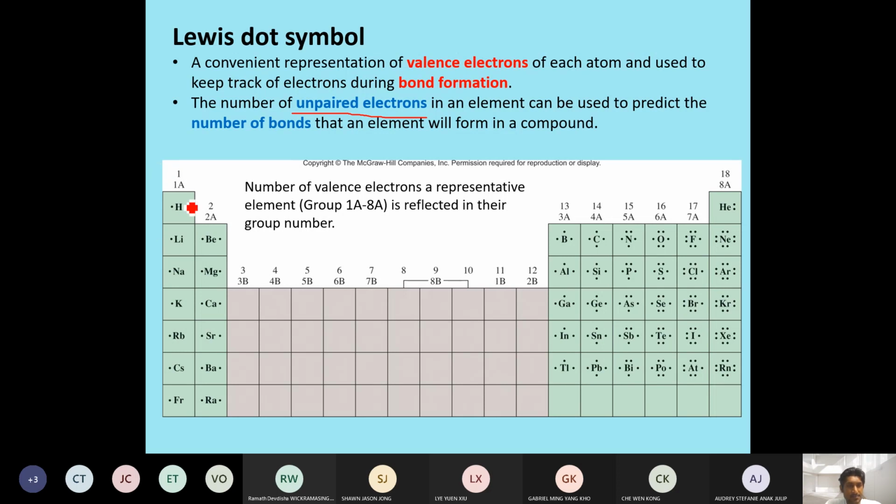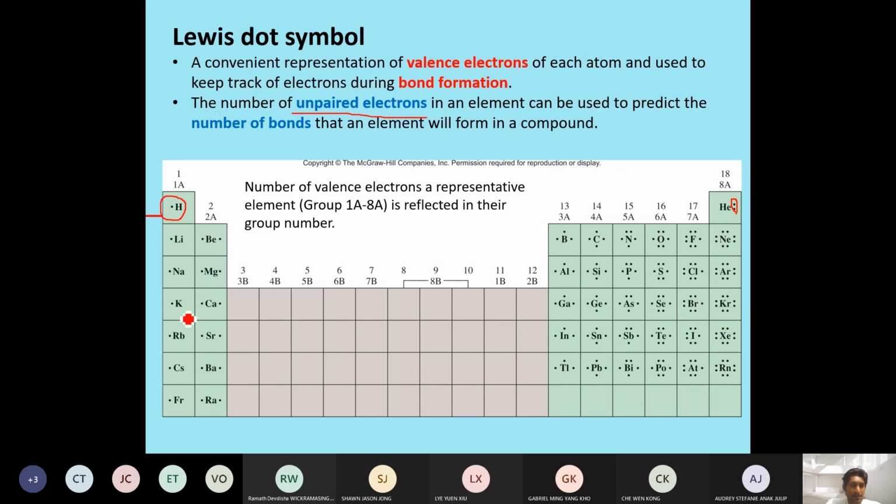So hydrogen, let's start from hydrogen. Hydrogen has only one electron. So for the Lewis dot symbol, we just put one dot, representing one electron. Helium has already two electrons at the outer shell, only on the outer shell. That is the inner shell, 1s2. Oh, sorry, 1s2, 2s2, 2p6. It doesn't matter how many orbitals it has. We are only considering the outermost orbital.